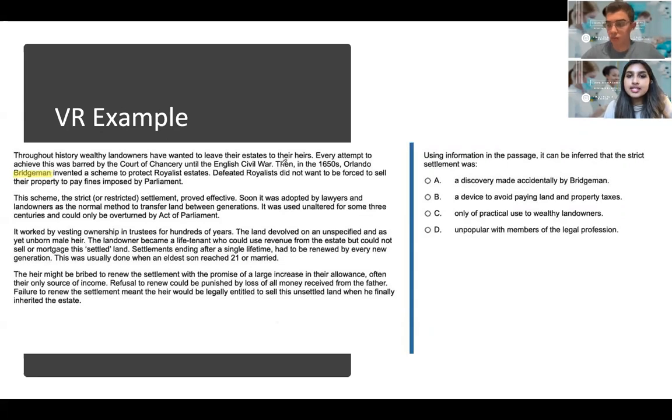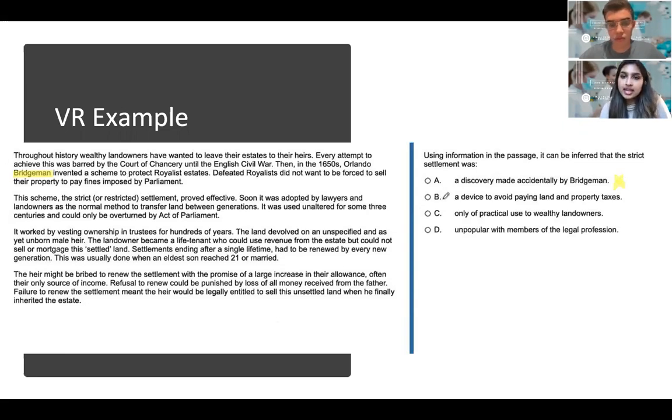So the sentence says, then in the 1650s, Orlando Bridgman invented a scheme to protect royalist estates. The key word here is invented. So of course, it can't be accidental because Bridgman did it knowingly. So we can cross that out as one of the options. We know it can't be that.